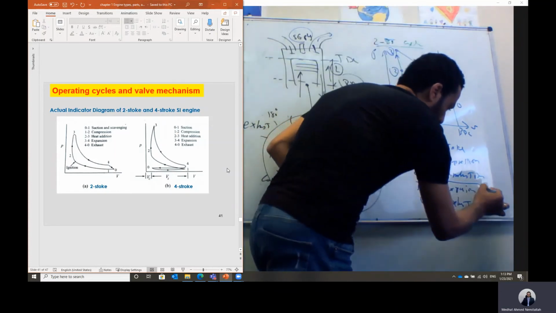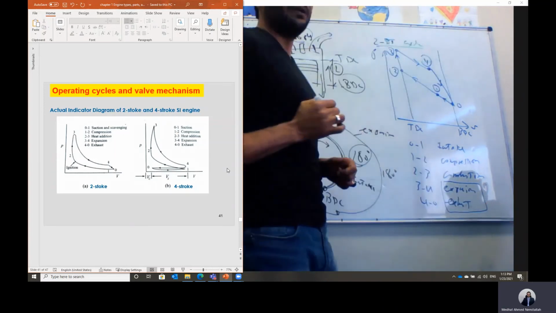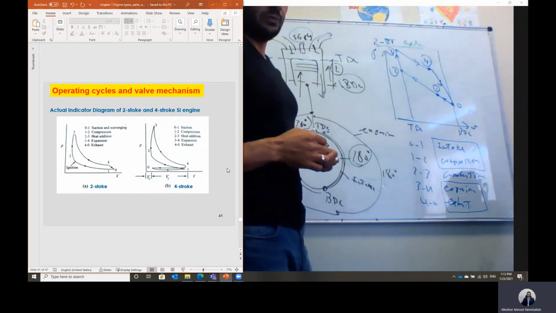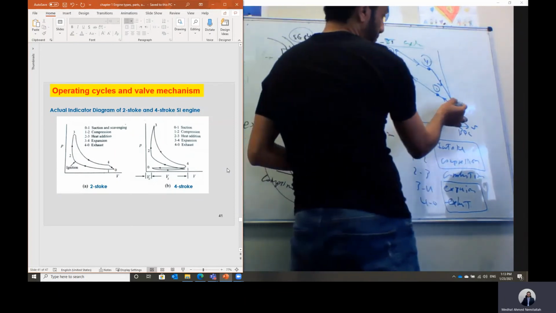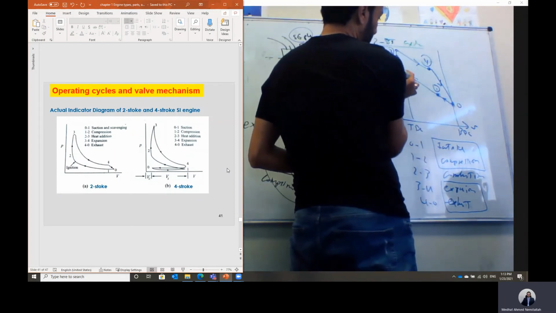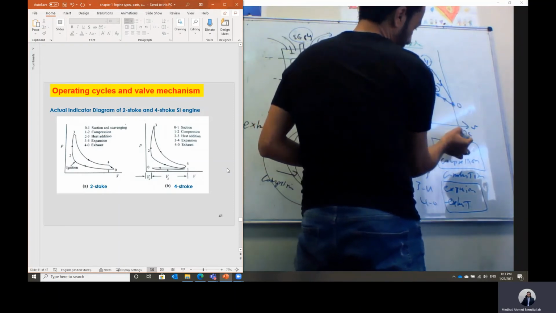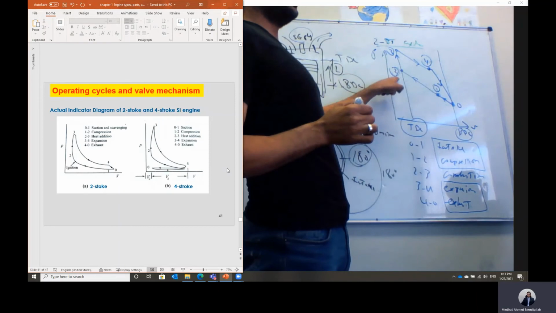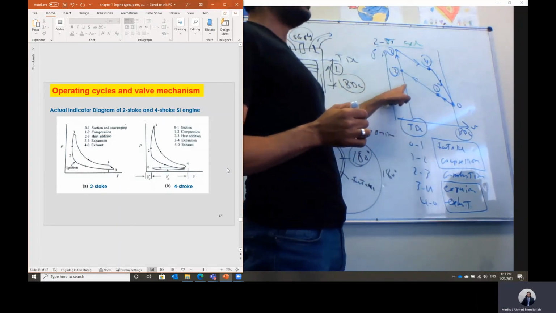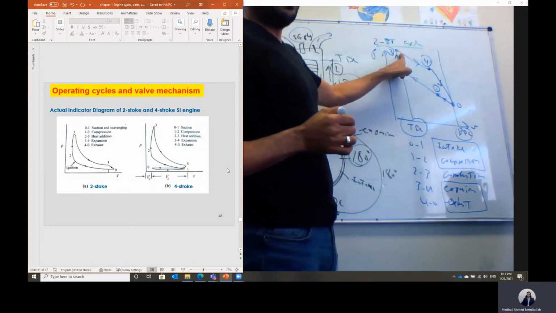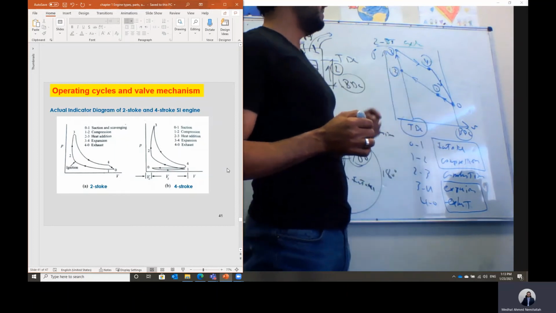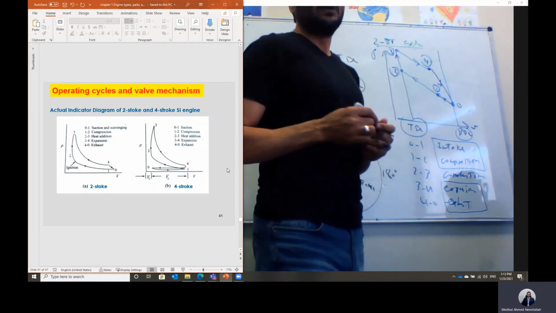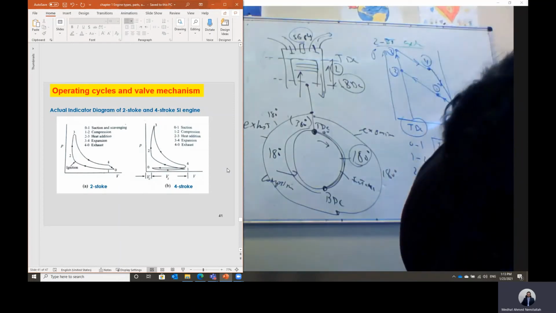So exhaust plus expansion are combined together, intake plus compression are combined together in 1 stroke. So this is suction from 0 to 1 and from 1 to 2. So during 1 stroke movement, from the bottom dead center to the top dead center, we have both of them, intake plus compression. And also during the reverse movement from the top to the bottom dead center, we have the expansion 3 to 4, and from 4 to 0, we have the exhaust stroke.